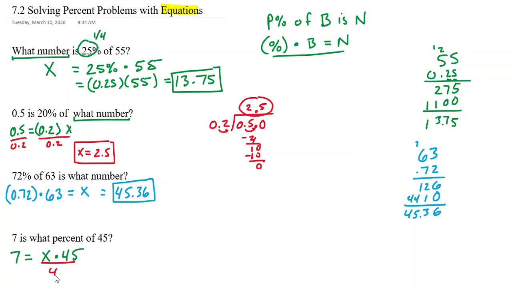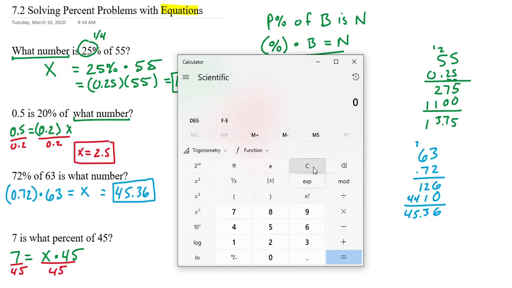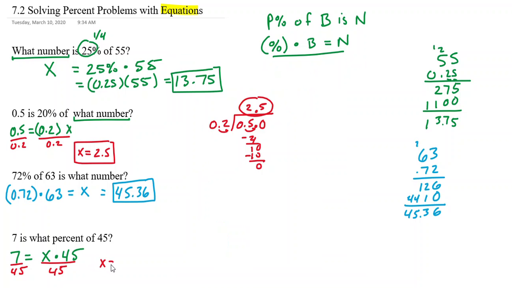We divide by 45. And at this point, I pull up my calculator because you don't want to see me doing any more long division. 7 divided by 45 is 0.15555, repeating. Okay, so x equals 0.1555, and then it just repeats. Okay, so to change that to a percent, I'm going to move the decimal over two spaces. 15 point, and then I'll go ahead and round the next 5 up to a 6. 15.6%.